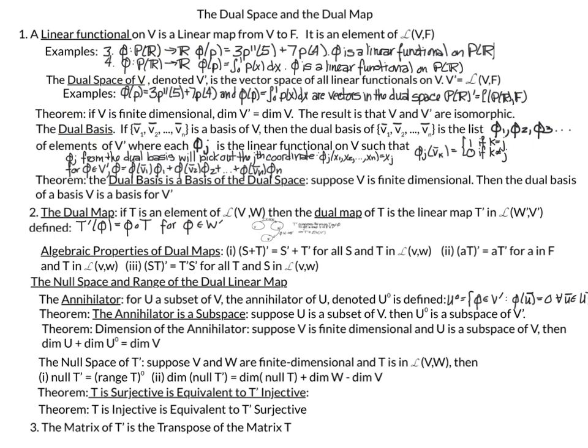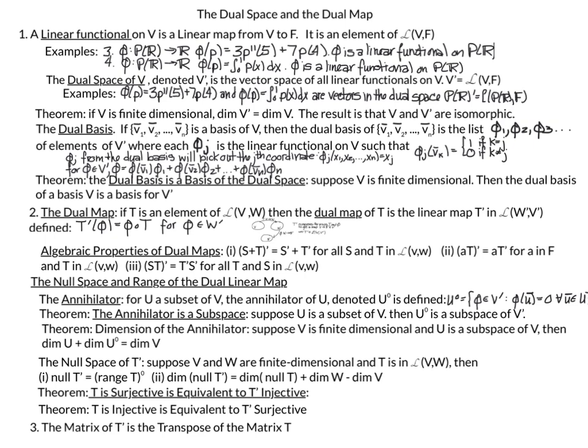the dual basis. If we're given v1, v2 up to vn as a basis of V, then the dual basis is the list phi1, phi2, up to phin. Remember, these are functions now. The elements of the dual basis, where each phi sub j is the linear functional on V such that phi j, when you operate on the kth basis vector of V, is equal to 1 if k equals j, and 0 if k does not equal j. In other words, the phi sub j from the dual basis will pick out the jth coordinate of our vector. And we have this theorem that formally says the dual basis is a basis of the dual space.